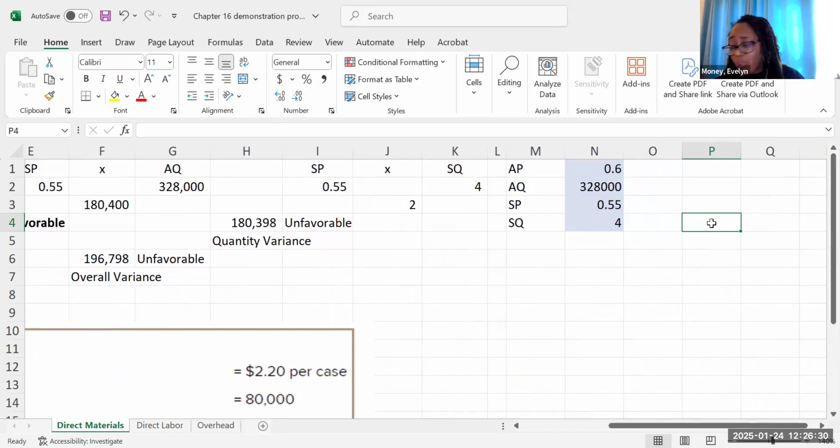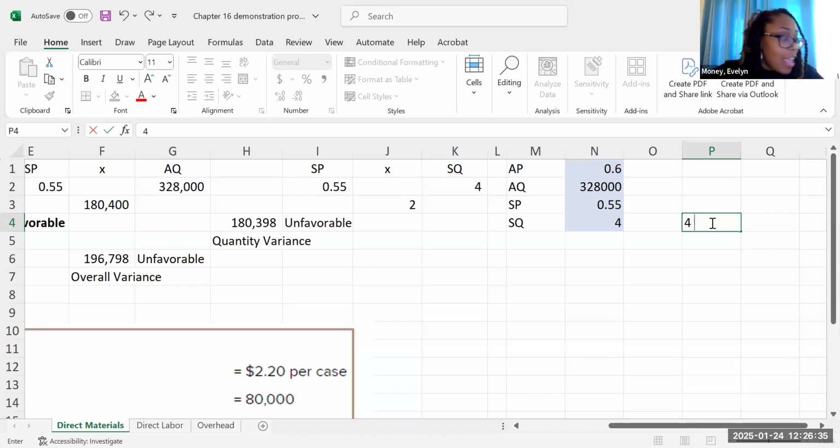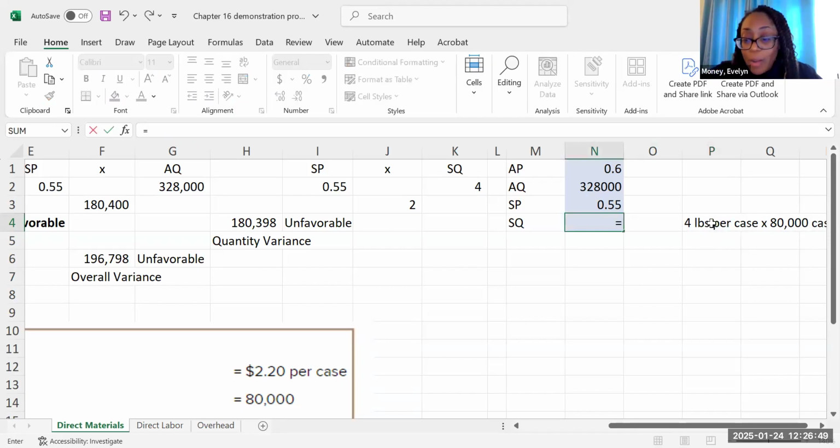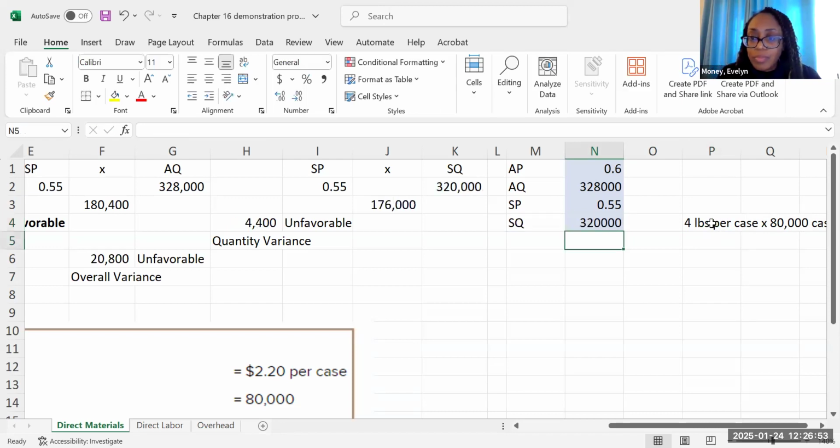So 328,000 is a long way from 4, but if I take the 4 pounds per case and multiply it by 80,000 cases, the actual number of cases, it should be a little more comparable. All right, that's better. 320,000 versus 328,000. So I used 8,000 more than what I planned to use.